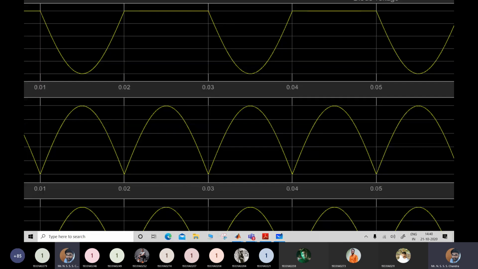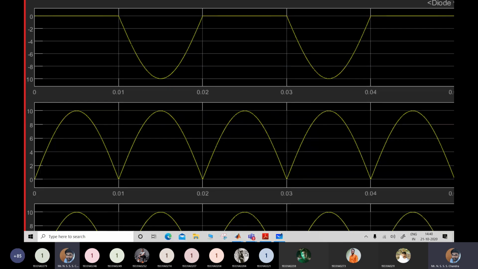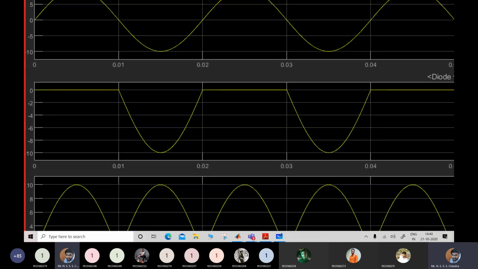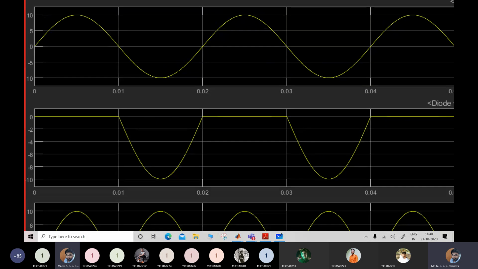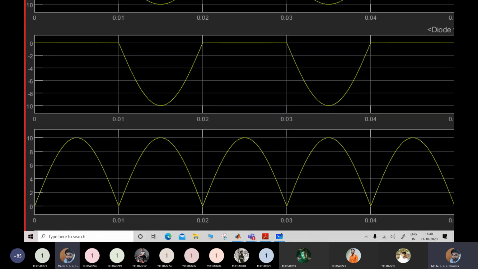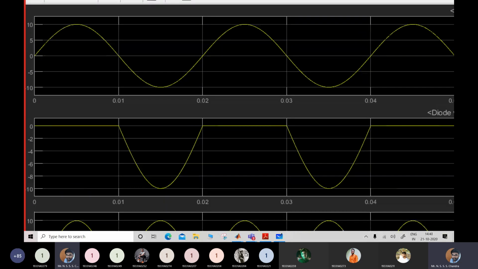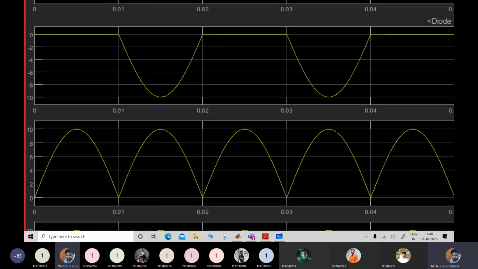If you see the output voltage, for the positive half cycle it is the same as your supply voltage. For the negative half cycle, however, it is not appearing either as a negative half cycle or as a 0, but instead your negative half cycle has been mirror imaged and you are getting a positive half cycle in the output for the negative half cycle of your input.